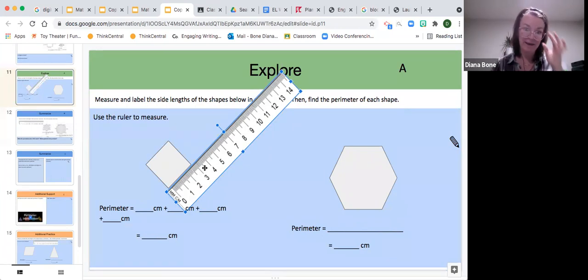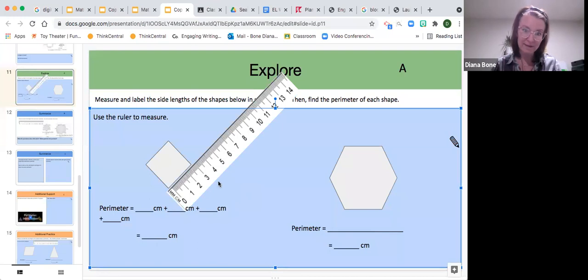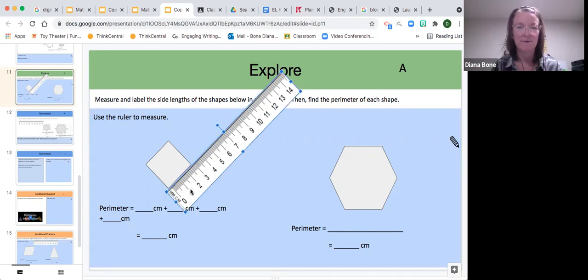I think I got it. What do you think? Let's look at the screen. Oh yeah, I think I got it. Now, really important, boys and girls. I'm not going to measure yet because even though my ruler is aligned with the side of the square that I'm trying to measure, I did something wrong. Can anybody see what I did wrong? Think about the numbers on the ruler.